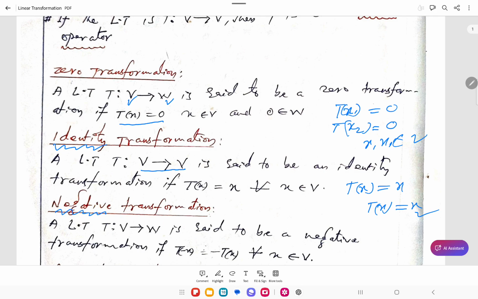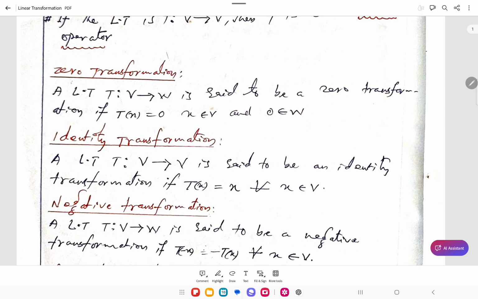Then what is negative transformation? Negative transformation is also a kind of linear transformation T from vector space V to W such that it is defined in this way. So if you give a negative quantity to T, you will get a negative vector. So this type of transformation is called negative transformation.